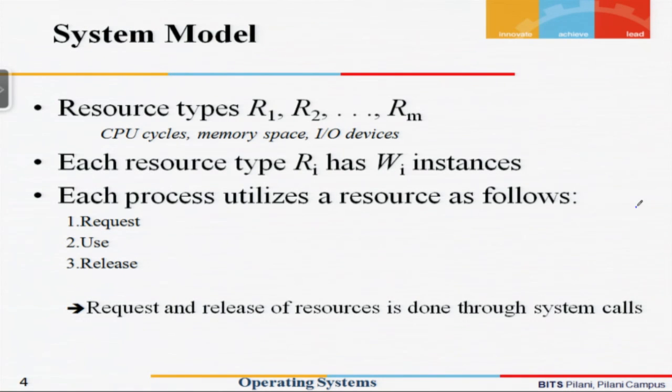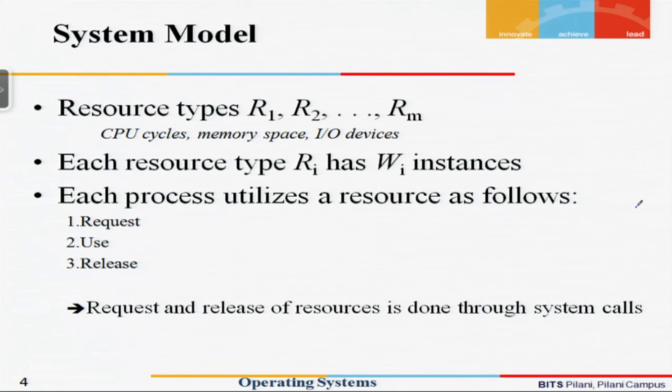So before talking about deadlocks, let us start looking at how to model the system. And for modeling the system, we say that any given system would have a set of resources. So let us assume that there are m number of resources named R1, R2, Rm, and these resources can be anything. Can be CPU cycles, can be memory, can be IO devices, etc.